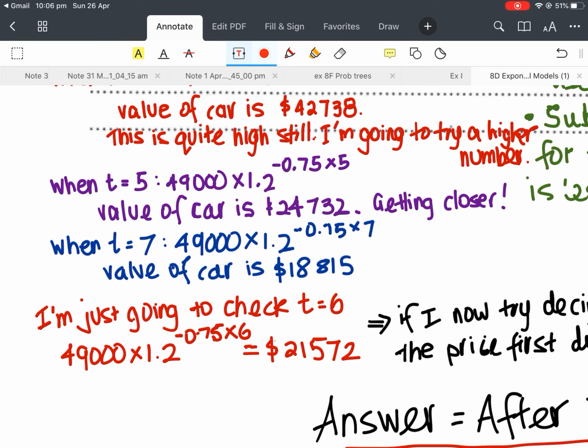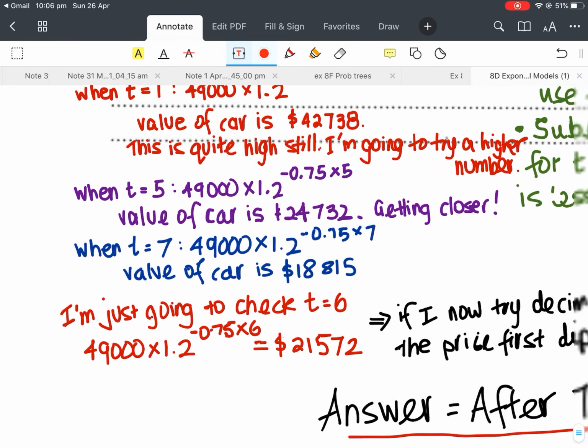Yay! I'm below 19,000. So I'm just going to double check to make sure that 6 isn't my correct answer. When I put 6 up the top, I get 21,572. So 6 is definitely not my answer because that's too big. Now it's up to you.